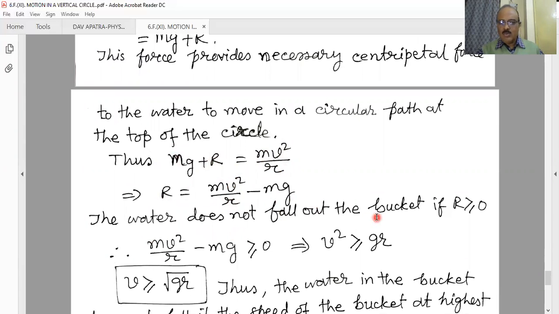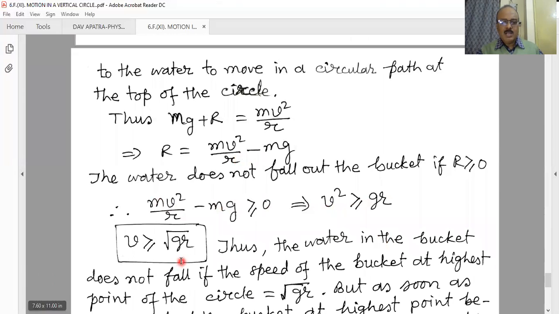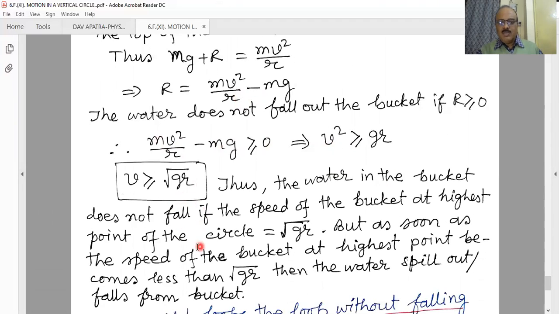The water does not fall out of the bucket if R is greater than or equal to 0. That means the minimum value of that normal reaction should be 0. Otherwise the water falls. That means mv square by r minus mg is greater than or equal to 0, and from that v square is greater than or equal to gr, and from that v is greater than or equal to root over gr. Thus the water in the bucket does not fall if the speed of the bucket at the highest point of the circle is root over gr. And we have already calculated it.